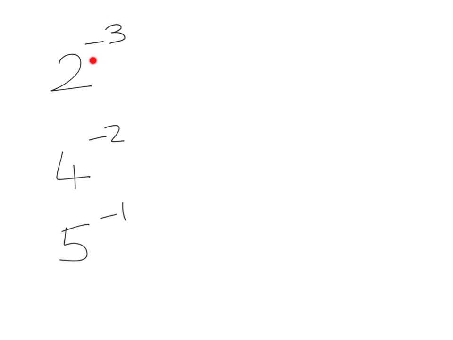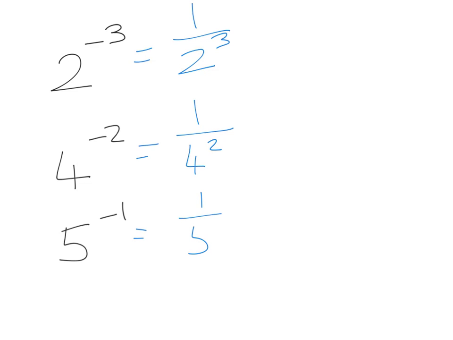When you have a negative power, that means it's a fraction. So that's the same as 1 over 2 to the power of 3, 1 over 4 to the power of 2, 1 over 5 to the power of 1. So a negative power just means 1 over.